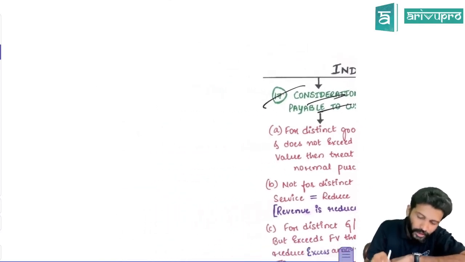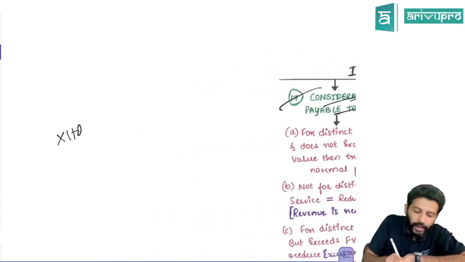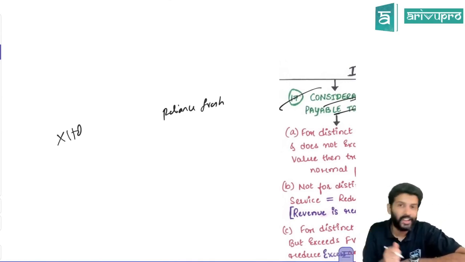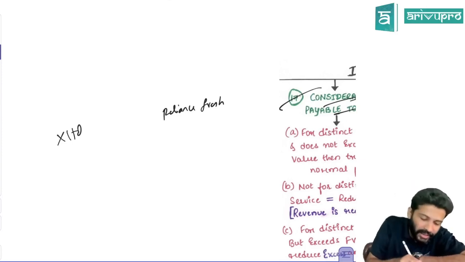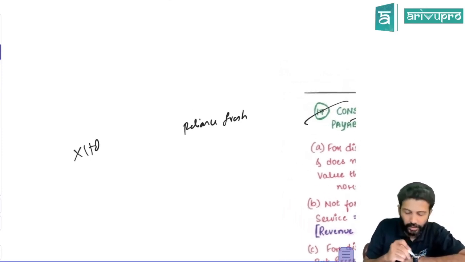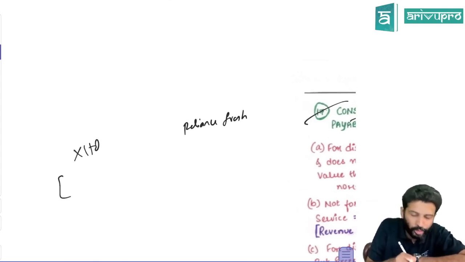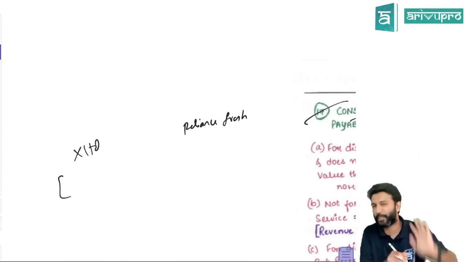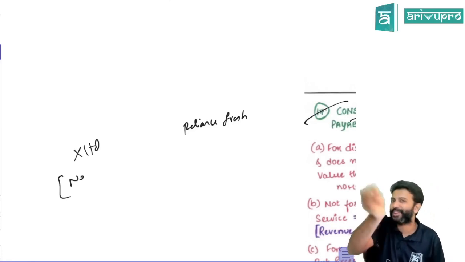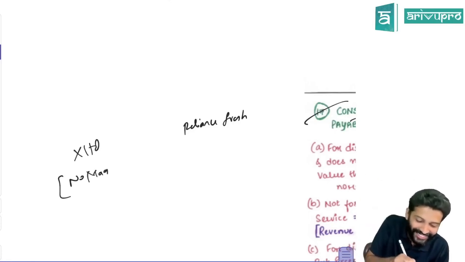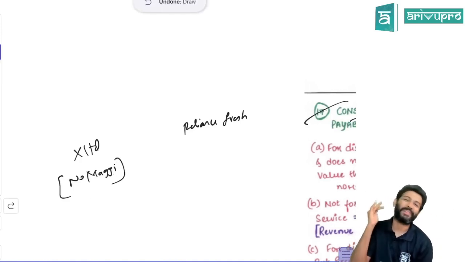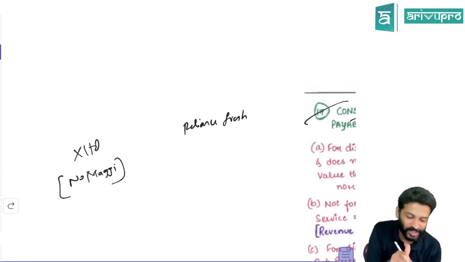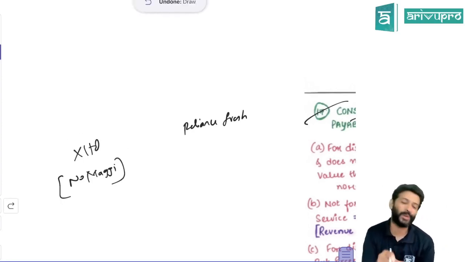Let's say there is one company, X Limited, and then there is one company called Reliance Fresh. Reliance Fresh deals with our day-to-day goods, consumer goods, fast-moving consumer goods, FMCG. Let's say X Limited is producing noodles. I used to give this example in my class. The noodle's name is No Maggi. You remember after Maggi, people stopped buying Maggi. So this company started producing one noodle, and the name of the noodle is No Maggi.